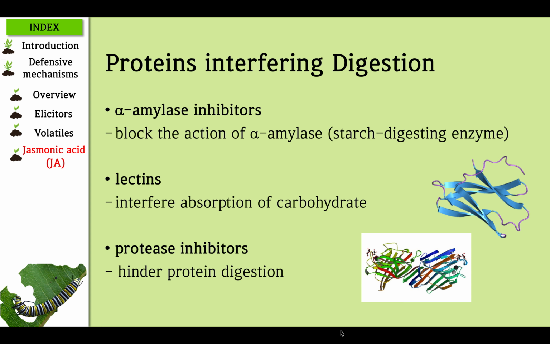Proteins interfering with digestion are among those proteins. Alpha amylase inhibitors block the action of the starch-digesting enzyme, and lectins interfere with absorption of carbohydrates or carbohydrate-containing proteins in digestive tracts by binding to them. Protease inhibitors block the action of herbivores' proteolytic enzymes, and this blocking hinders protein digestion by binding to the active site of enzymes. This kind of protein can reduce rates of growth and development of insects.